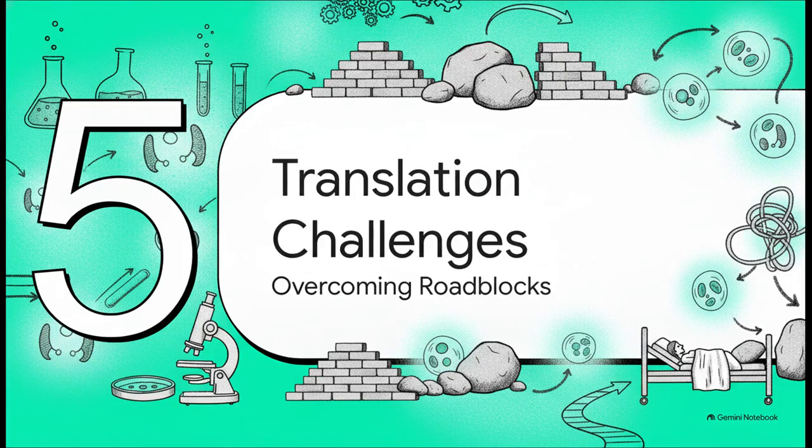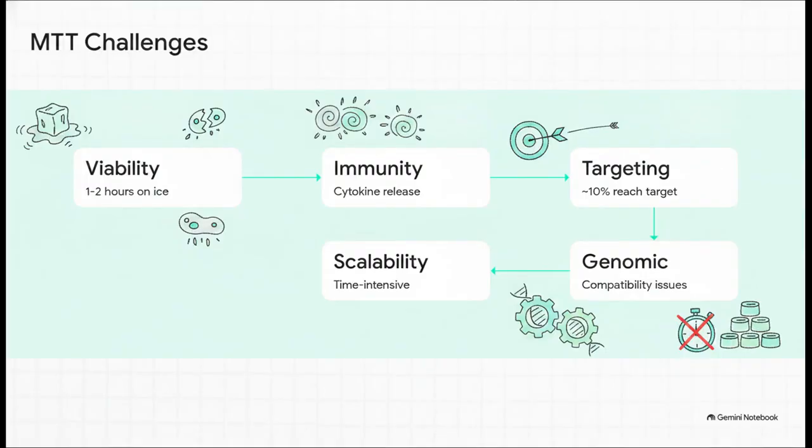Section 5. Critical translational challenges. As you can guess, translating these spectacular lab successes to the bedside comes with some objective roadblocks. The lecture identifies 5 major translational hurdles we've got to clear. Number 1, viability. Isolated mitochondria are incredibly fragile, surviving only about 1 to 2 hours on ice. 2, the immune response. Using donor mitochondria can trigger severe pro-inflammatory cytokine storms.